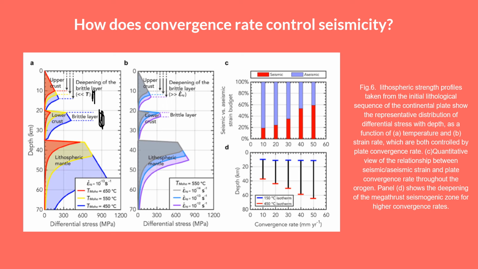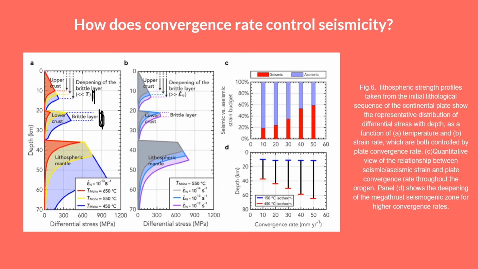And from the C image, we can see the distribution of seismic and aseismic behavior, and we can clearly see that within the seismogenic depth range, seismic and aseismic strain vary with plate convergence rate, and it demonstrates that the competition between seismic and aseismic strain has a strong influence on the seismic behavior of mountain belts. Also, from the D picture, we can clearly see that the depth of the ductile and brittle transition zone depends on convergence rate. As a result of that, the rupture width changes according to this rheological feedback.